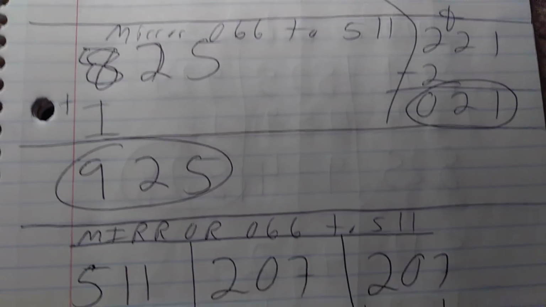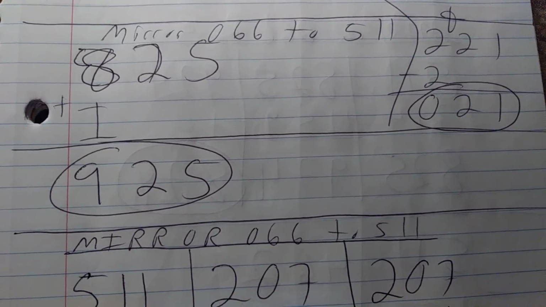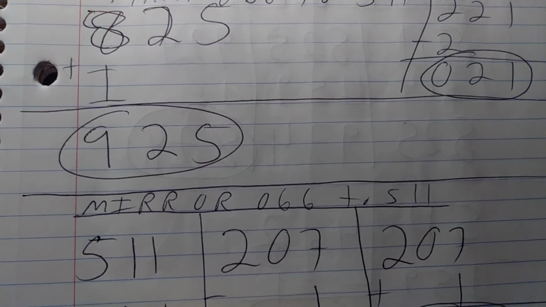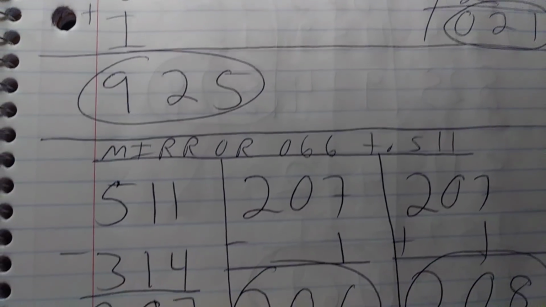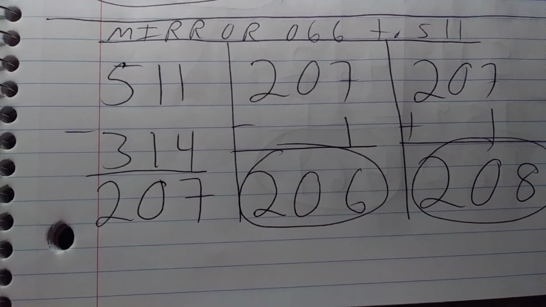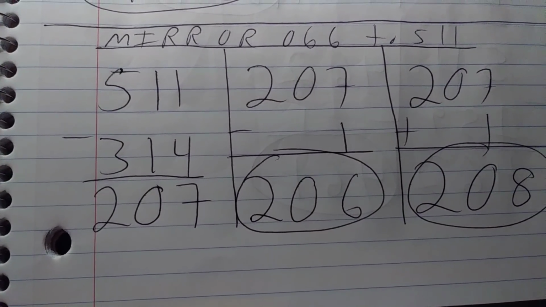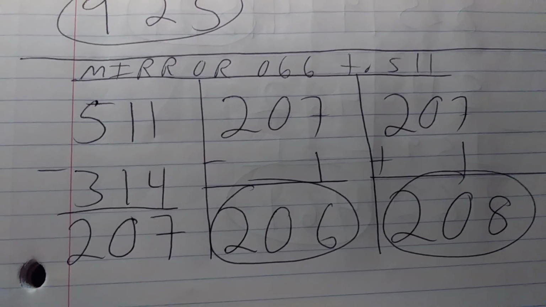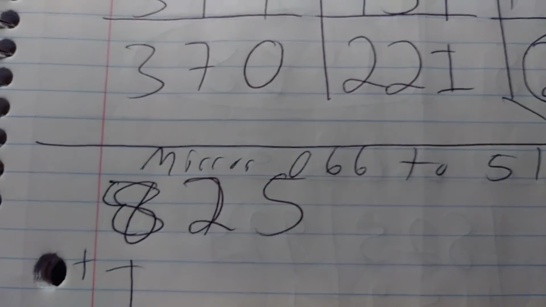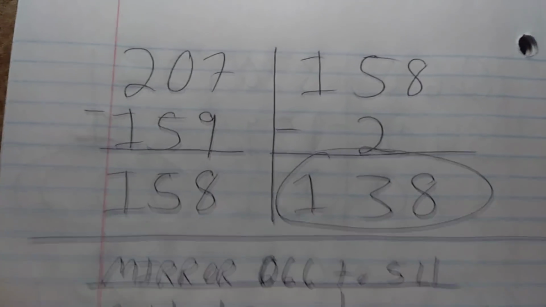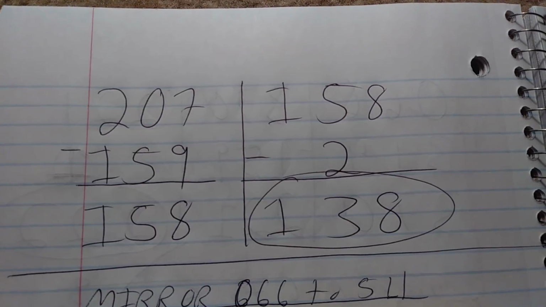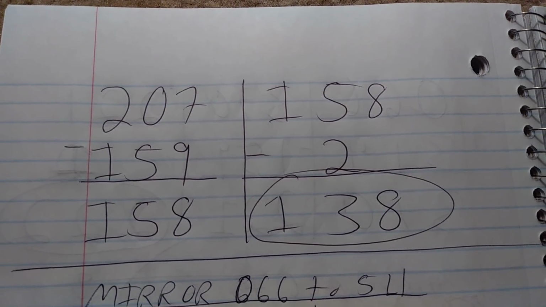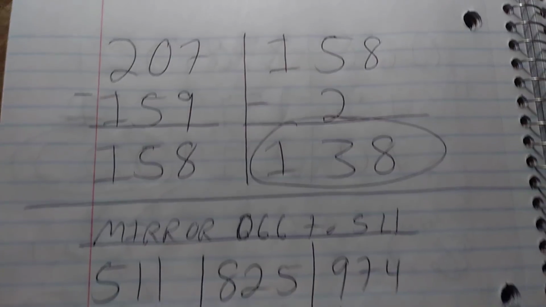And then you're going to mirror 825, or 066 to 511. 825 plus 1 is 925. And then mirror again, so that'll give 207 minus 1 off that last digit, 206. And then 207 plus 1, which is 208. And then you're going to subtract off 159, which is 158, and then 158 minus 2, so 138.